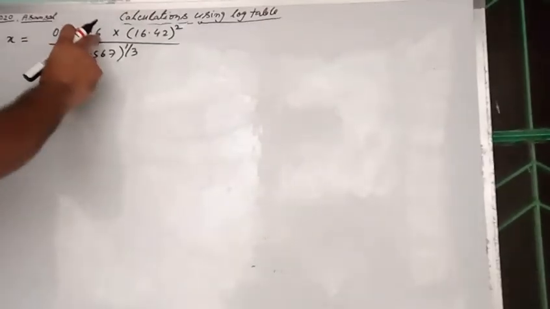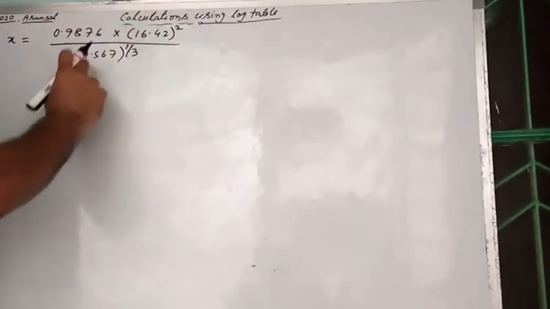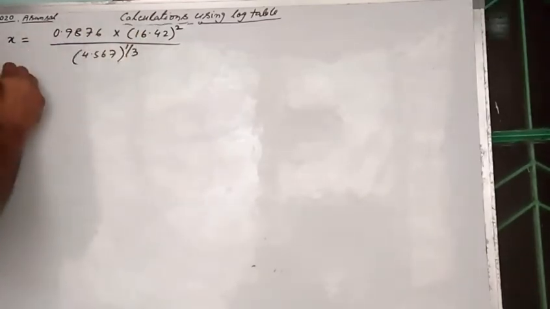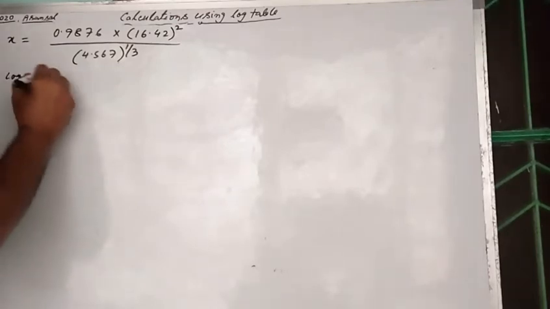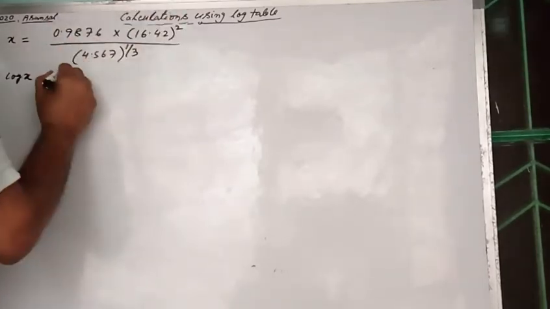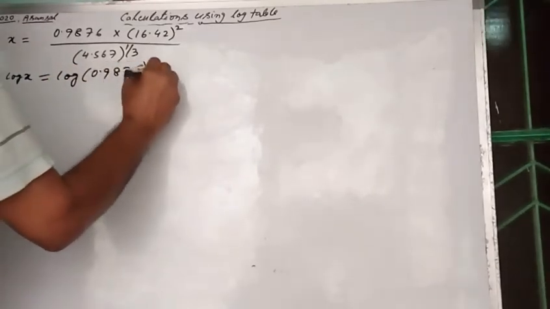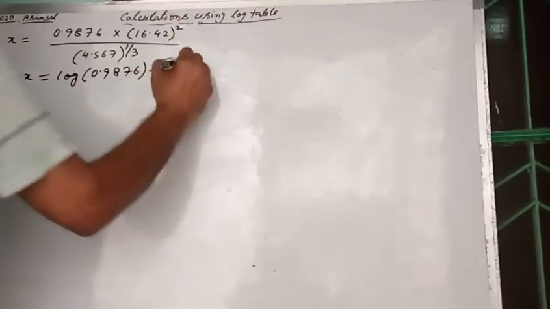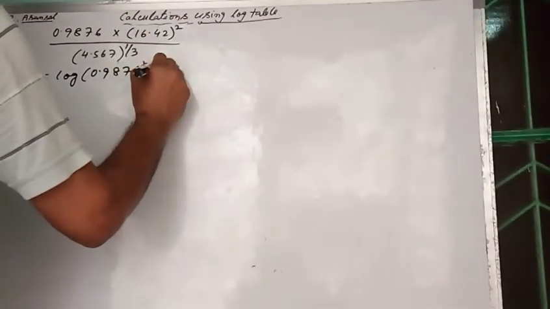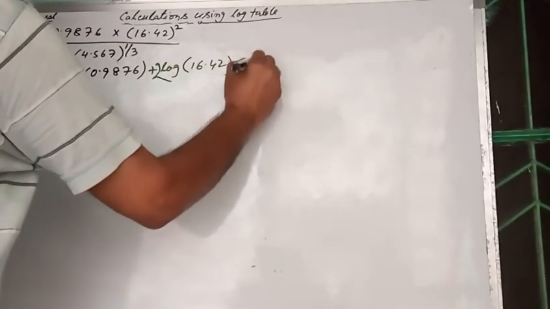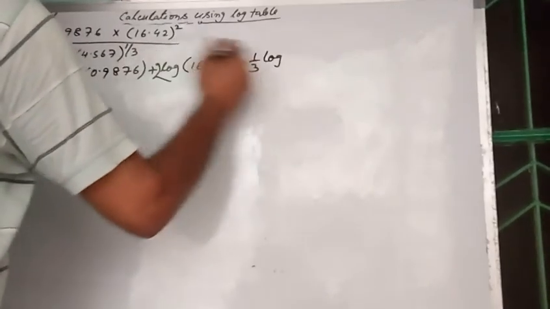X equal to 0.9876 into 16.42 whole square divided by this. Taking log on both sides. Log x equal to, we can write it as log x equal to log of this plus log of this. Log 0.9876 plus log of this equal to, so these two comes at first, 2 into log 16.42 minus 1 by 3 log 4.567.